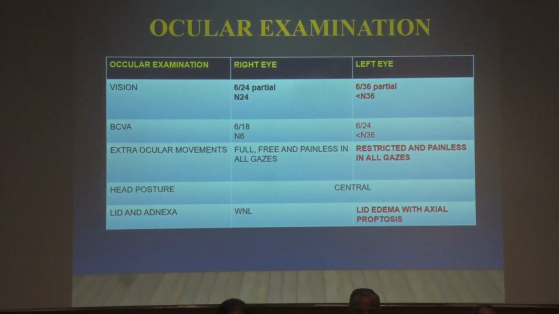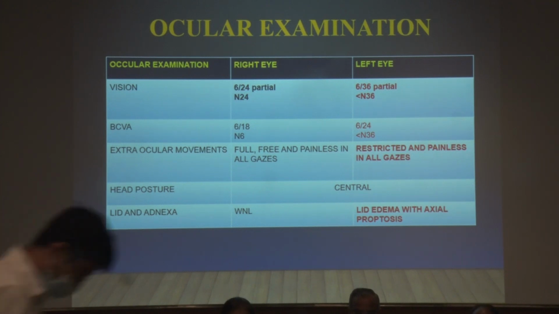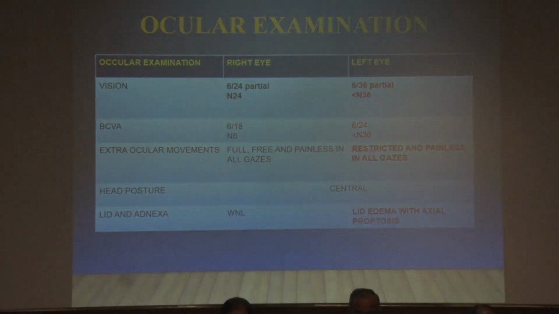On ocular examination, the right eye was within normal limit. The left eye showed the vision was 6/36 partial and the BCVA was 6/24 with N36. Extraocular movements were restricted and painless in all gauges. The lid showed edema with axial proptosis.